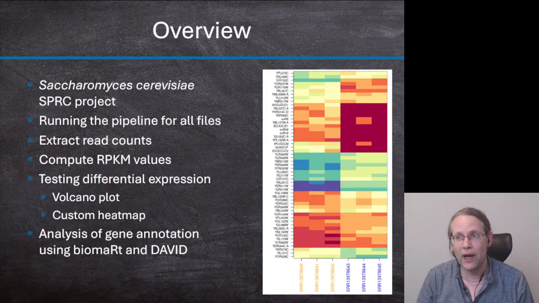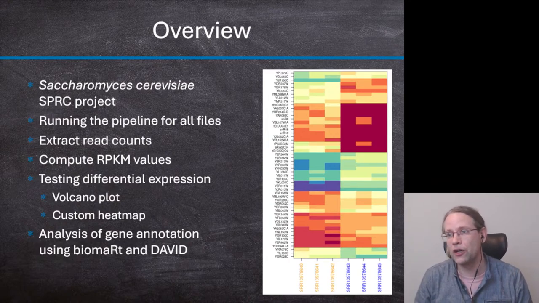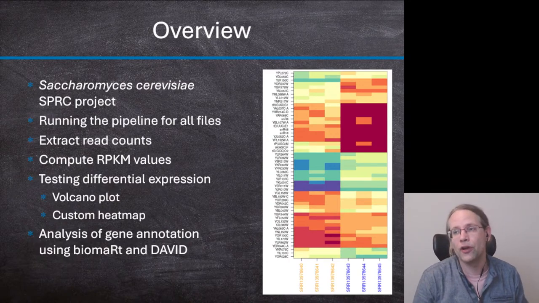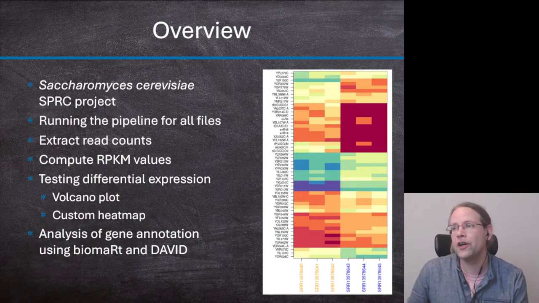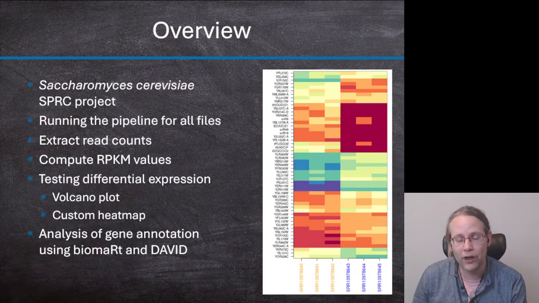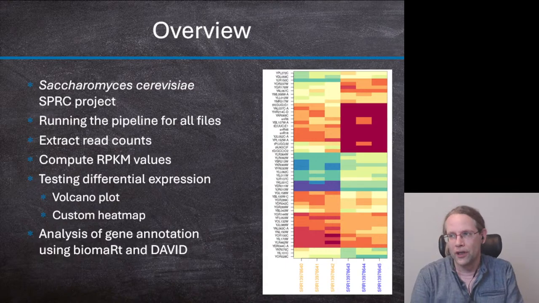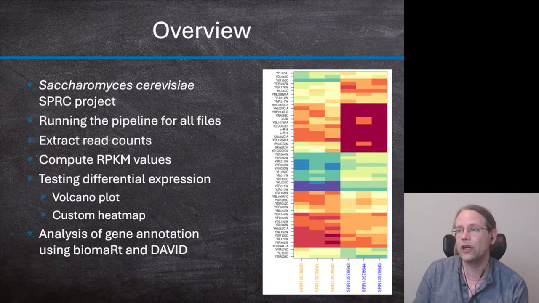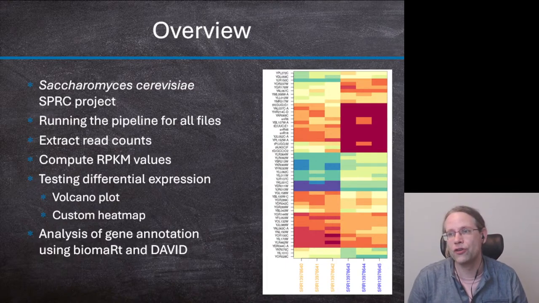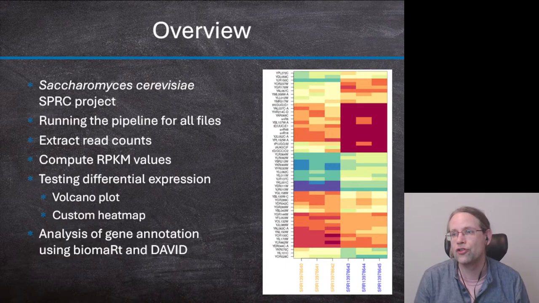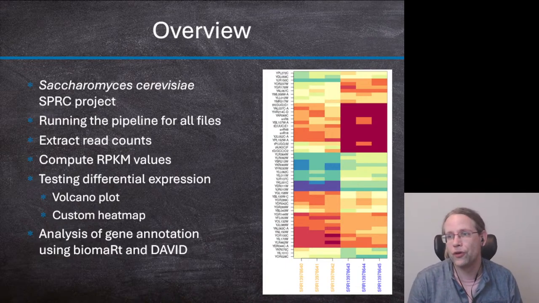After we've run all our pipelines, because we have six samples in the experiment, we have to do the alignment six times. For each of the samples, we are going to do the read count extraction, computing RPKM values, and then we are going to test differential expression. So in the end, I hope everyone is able to make a nice looking plot like this, a custom heat map, as well as a volcano plot.